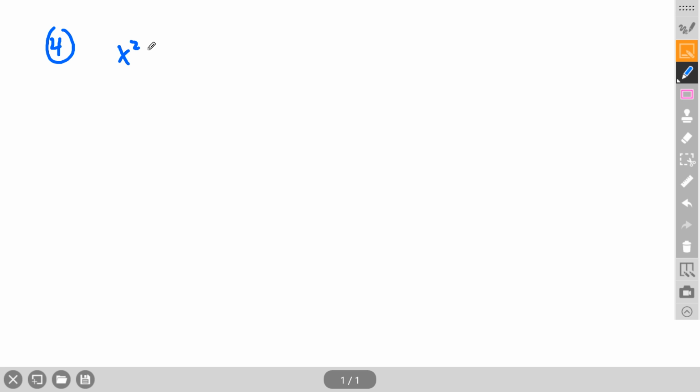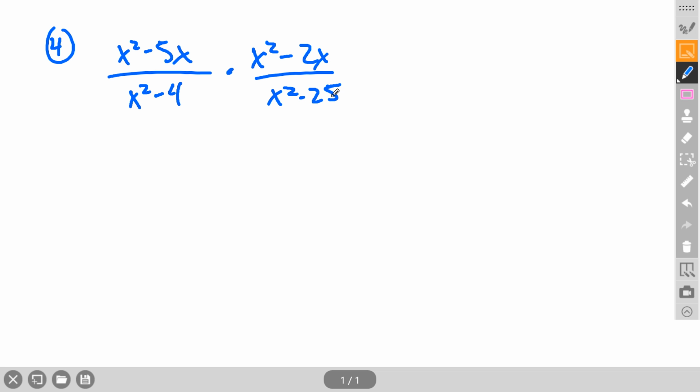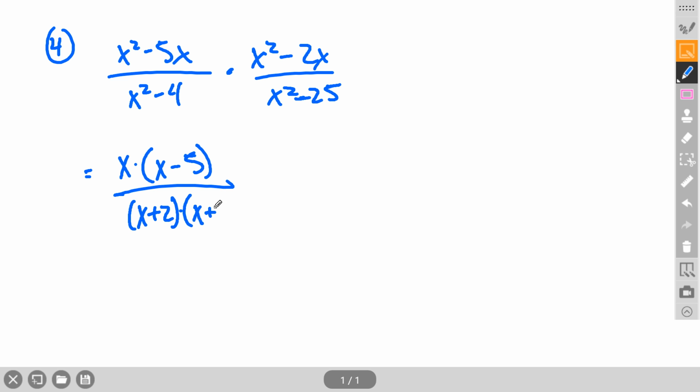Number 4, x squared minus 5x over x squared minus 4, times x squared minus 2x over x squared minus 25. This is multiplication, so we're going to factor everything. X squared minus 5x has a GCF of x. You can factor that out, and you'll be left with x minus 5. X squared minus 4 is a difference of 2 squares, x and 2, so it's x plus 2, x minus 2.